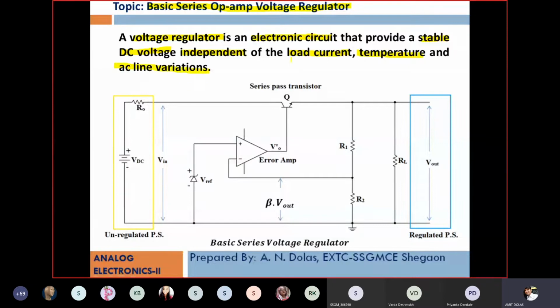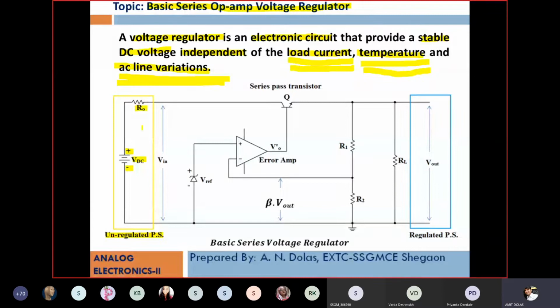It means whatever the load or load current may be, the voltage remains constant. Whatever the temperature may be, the output voltage remains constant, and whatever the fluctuation in the AC line, the voltage remains constant. That is the definition of a voltage regulator. Nobody will ask for the definition, but it is required. Here you can see the basic voltage regulator diagram I have shown on this PPT, where the unregulated power supply is there, VDC, which is plus and minus. Unregulated means it may vary with time.